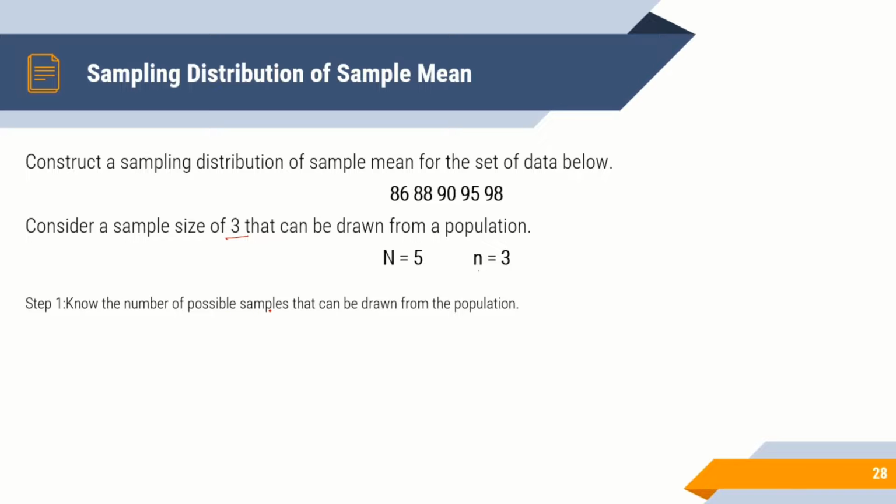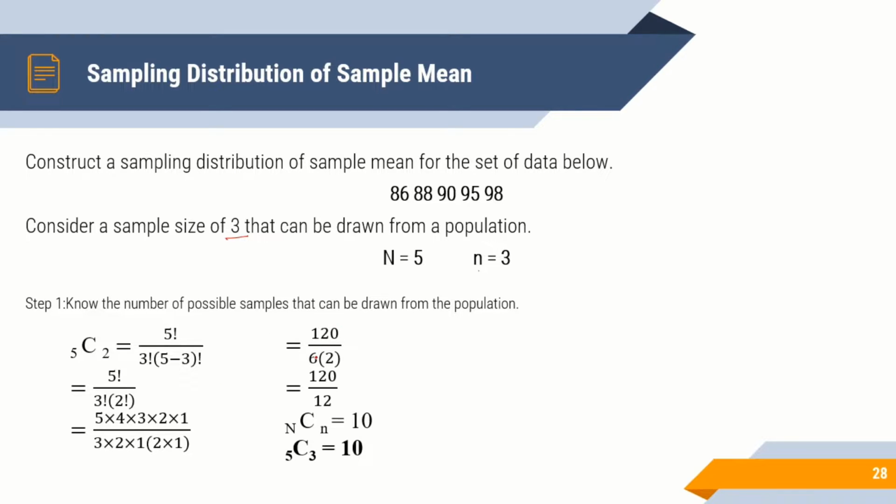So the combination of the population and sample, we have 5 factorial over 3 factorial times 5 minus 3 factorial. So 5 factorial over 3 factorial times 2 factorial, that would be 5 times 4 times 3 times 2 times 1 over 3 times 2 times 1 times 2 times 1. So we have 120 divided by 6 times 2, 120 divided by 12, which is equal to 10. So there are 10 possible samples to be drawn.